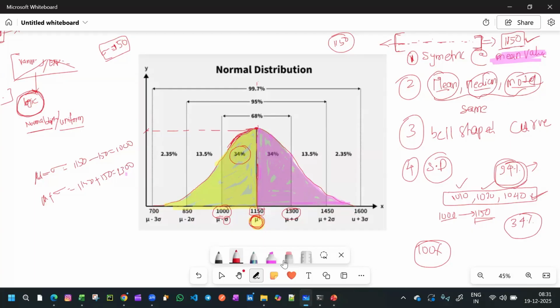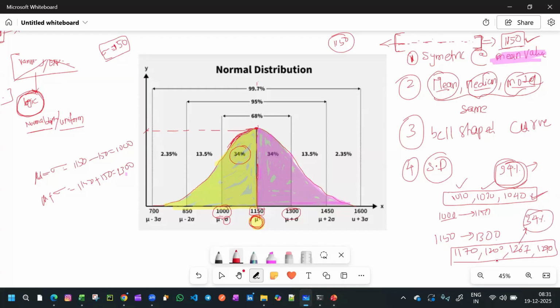So again, the same concept for the values ranging from 1150 to 1300. The values can be anything, any number of values. Let's say four values are present, 1170, 1200, 1267, and 1290, between the range 1150 to 1300. These values are also going to occupy another 34 percent of the data. This 34 is fixed actually.